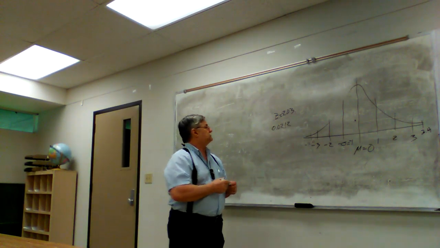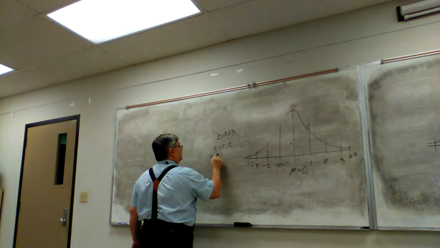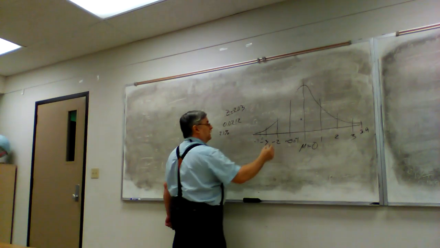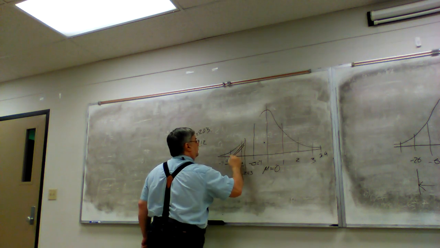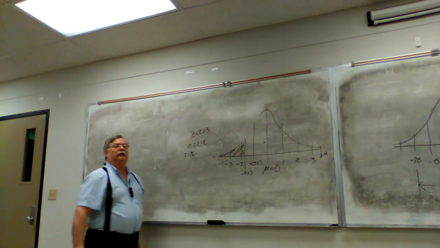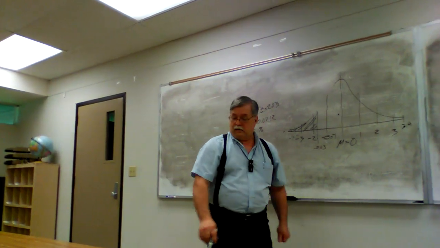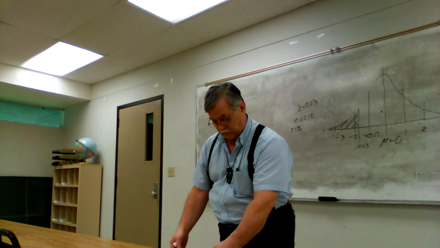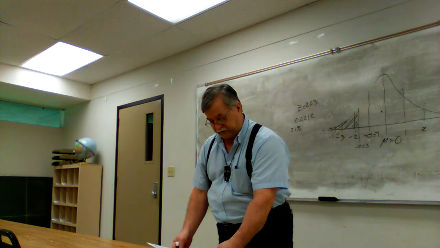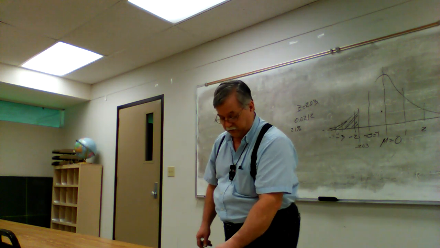Okay? Stated differently, that means that 2.1% of the population is below minus 2.03. It's somewhere in that shaded area. Okay. Let's do a quick experiment here. Let's look up the score for minus 2.0. And that gives us a probability of 0.0228.